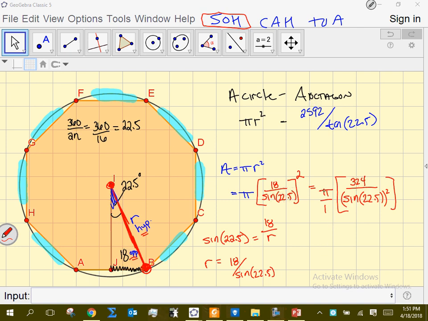And now this pi is also a fraction, pi over 1. So this is a fraction here, times pi over 1, which is a fraction. So when I multiply fractions, it's numerator times numerator, denominator times denominator, right? So what's 324 times pi? We just write it as 324 pi. Sine squared times 1 is just the same. So that right there is the area of your circle. So that's what I'm going to put right here.